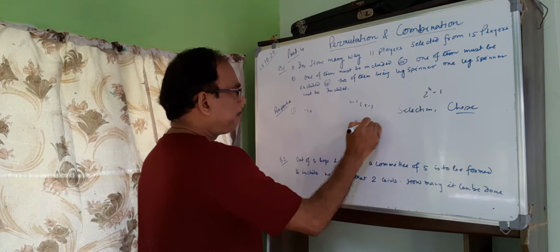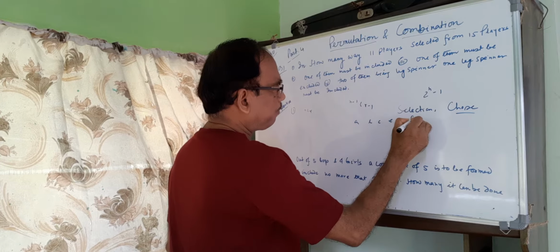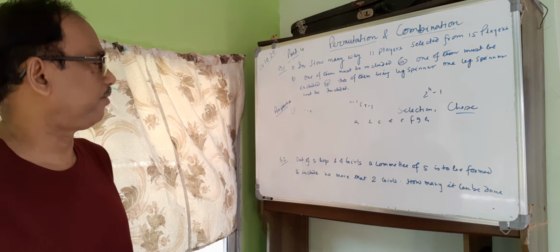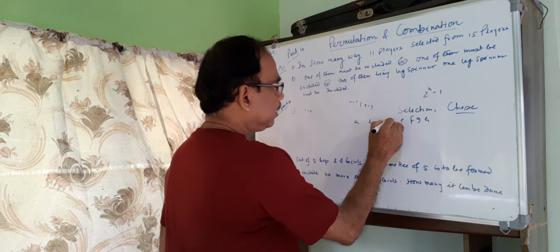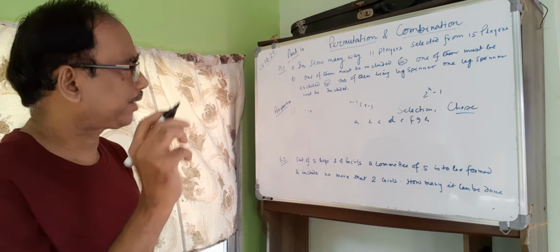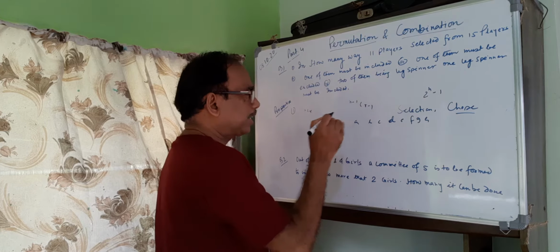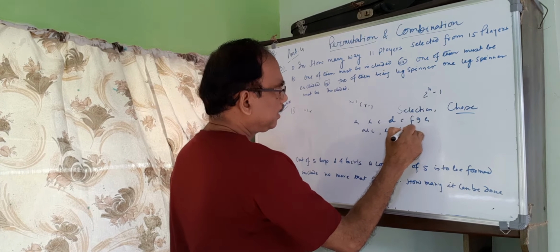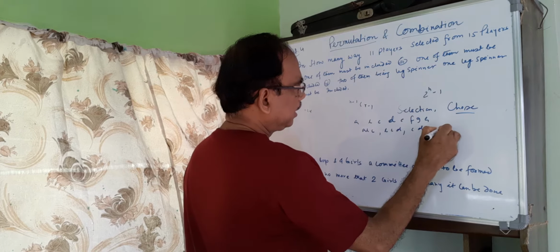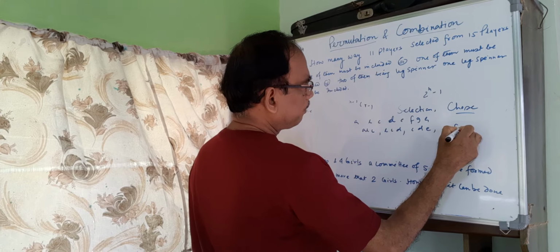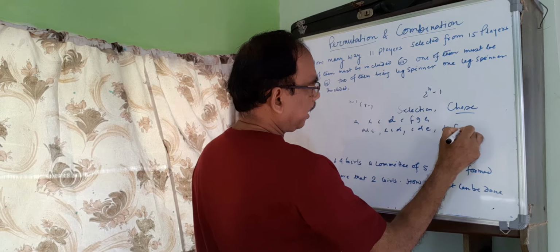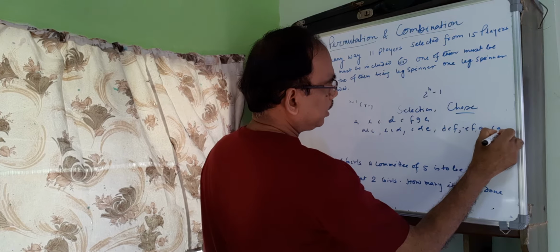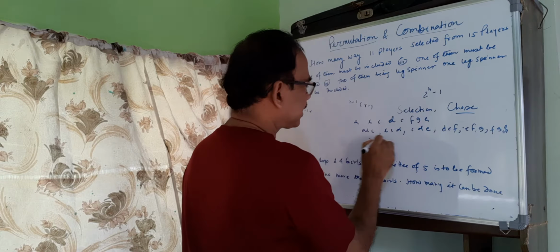Suppose there are A, B, C, D, E, F, G, H. There are 8 letters from the English alphabet. We have to select 3 letters. Then we can select A, B, C; B, C, D; C, D, E; D, E, F; E, F, G; F, G, H, like this. We can select like this.